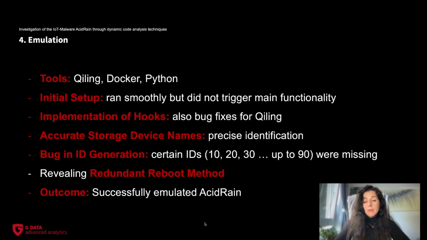With a dynamic analysis, we precise the device names. We saw that we have a bug in the name generation, and that everything with the IDs 10, 20, 30 were missing.